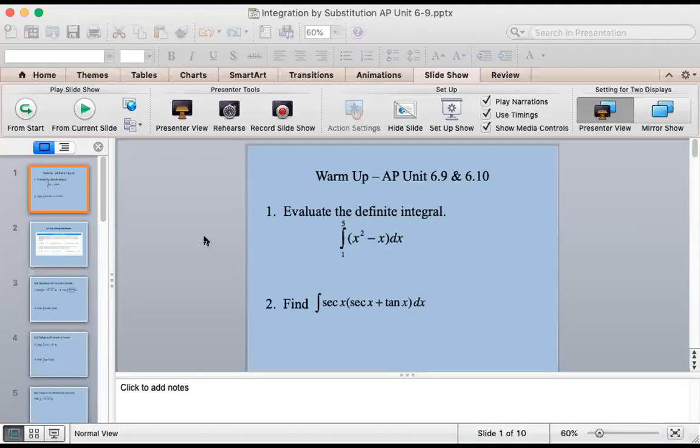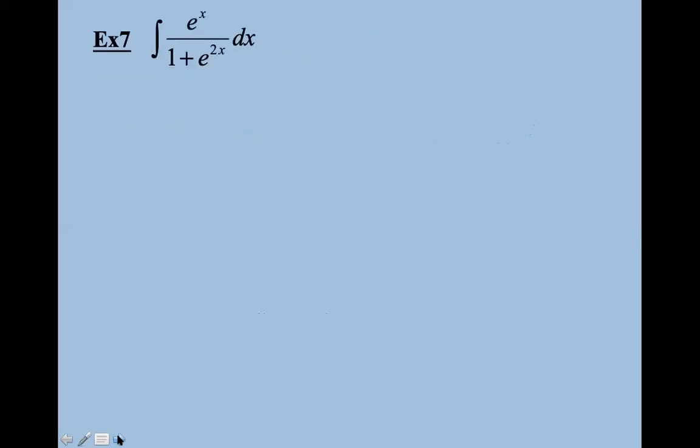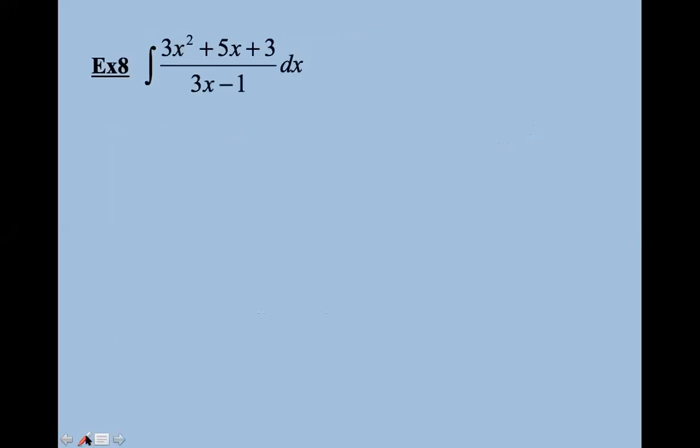I'll grab my pen here. Uh-oh. I gotta go all the way to the end here. Whee! Didn't mean to hit that. I meant to hit my pen. All right, let's do that again.